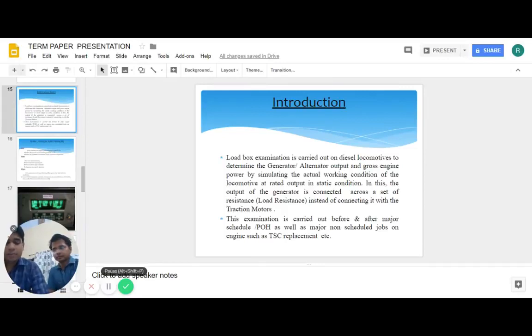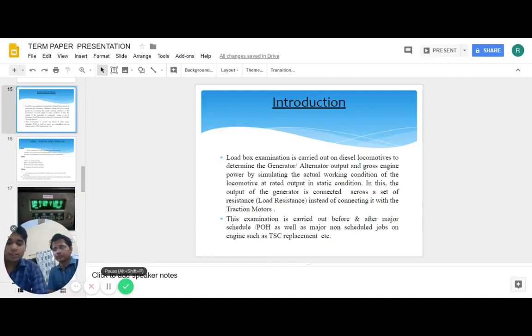This is a test to check the capability and performance of the engine by simulating the actual working condition of the locomotive at rated output in static condition. Load box examination is carried out in diesel locomotive to determine the generator alternator output and the gross engine power by simulating the actual working condition of the locomotive at rated output in static condition. In this, the output of generator is connected across a set of resistance instead of connecting it with the traction motor. This examination is carried out before and after major schedule (POH) as well as major non-scheduled jobs on engines such as TSC replacement, etc.